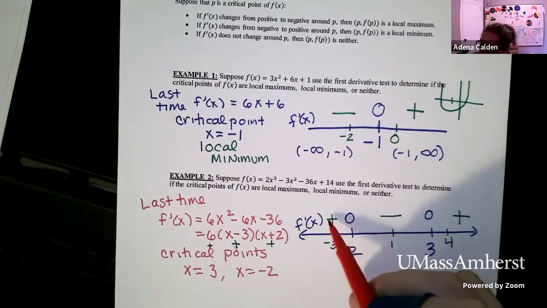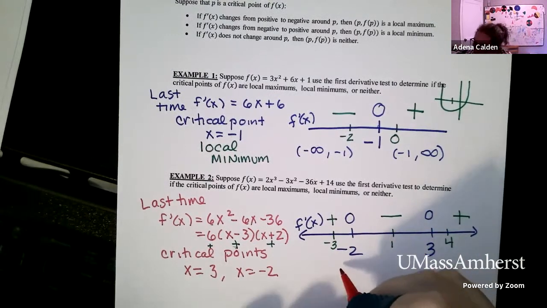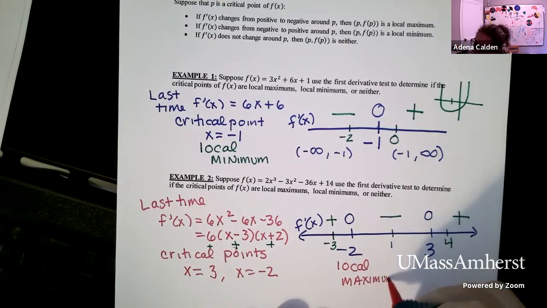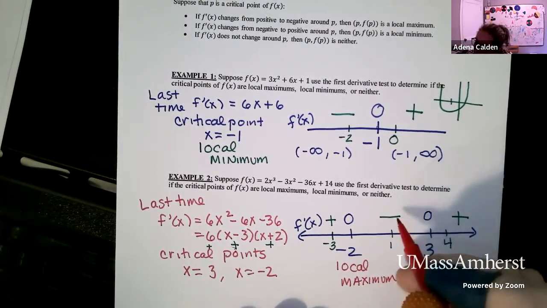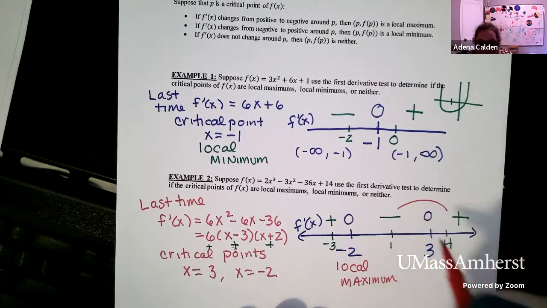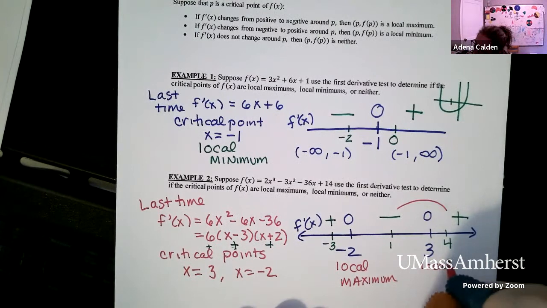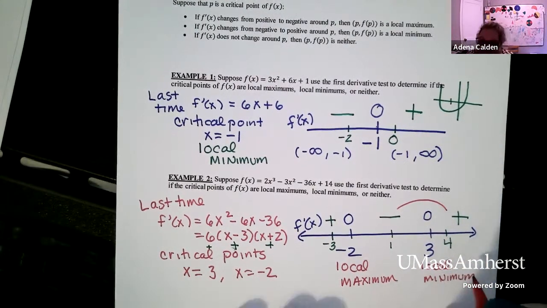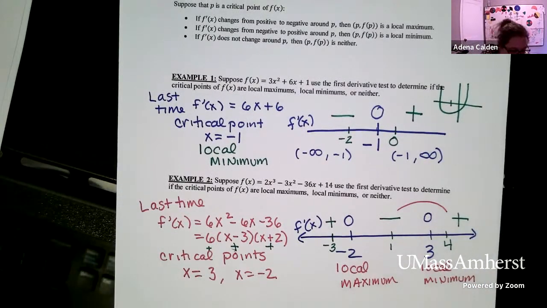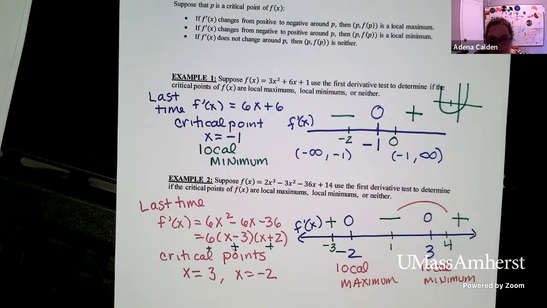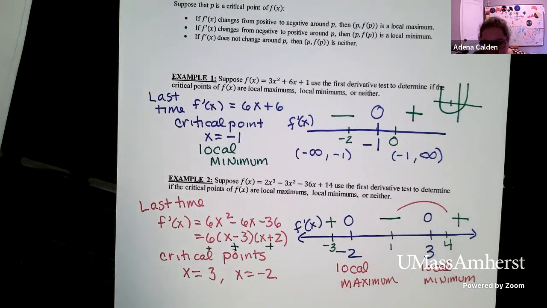So again, we're looking at how these change. Since we are going from positive to negative, that's going to make our critical point of -2 a local maximum. And then here we're going from negative to positive. If our first derivative goes from negative to positive, it makes your critical point a local minimum. Okay, so again, when we use this type of test, we are looking for the sign change. That's sort of the crux of this second test.